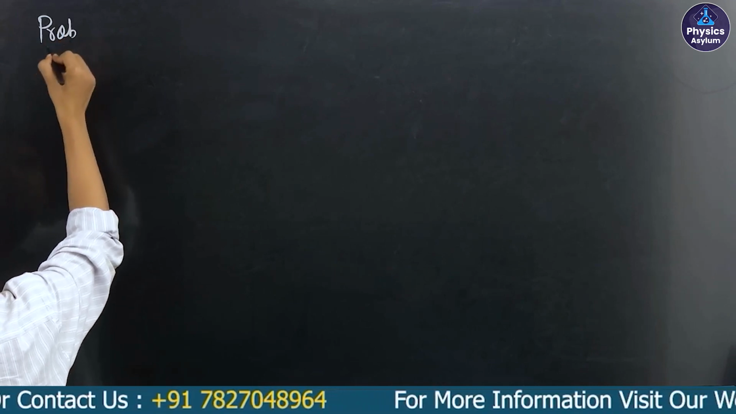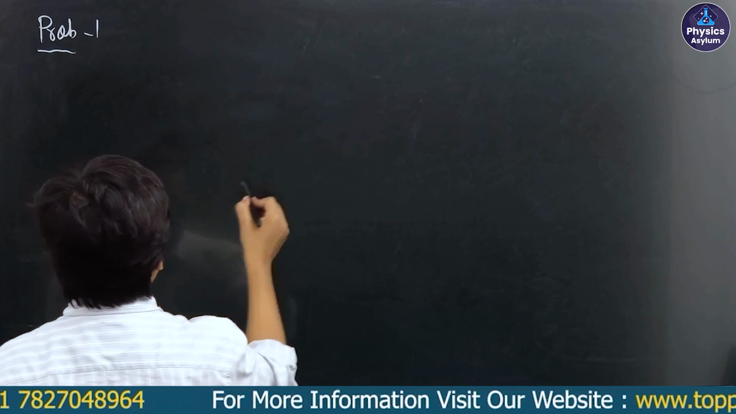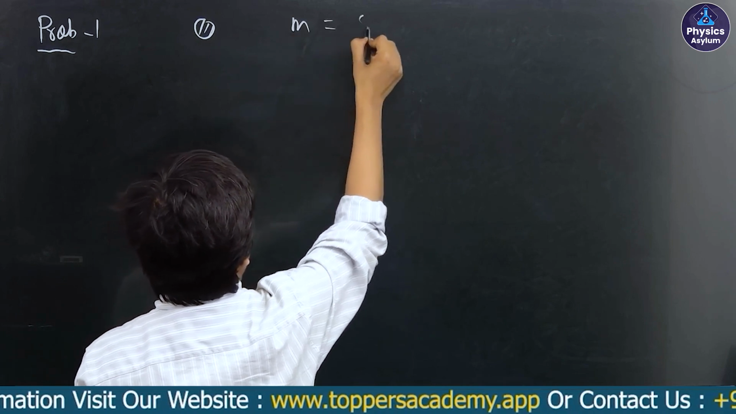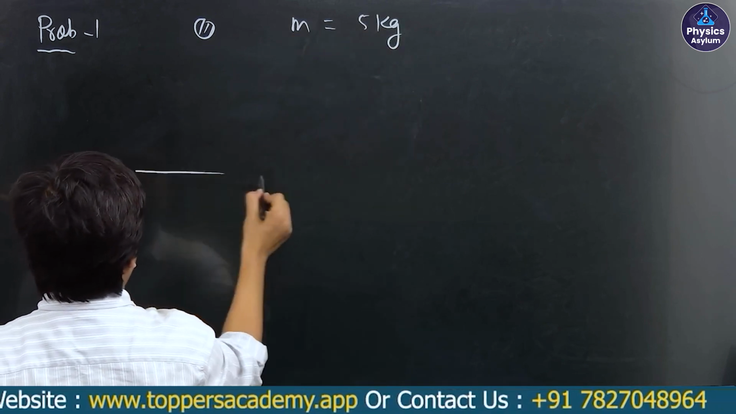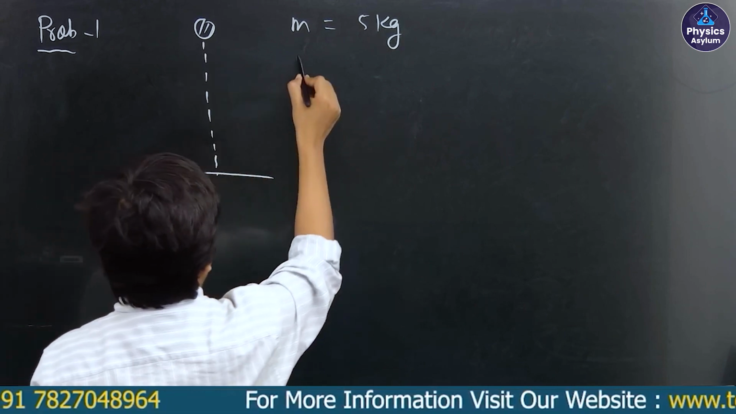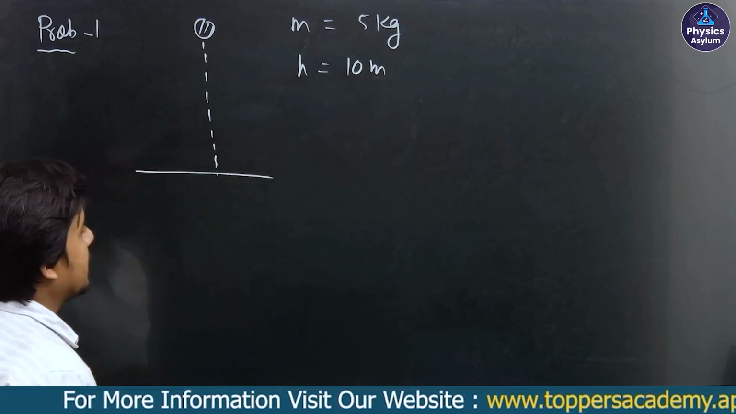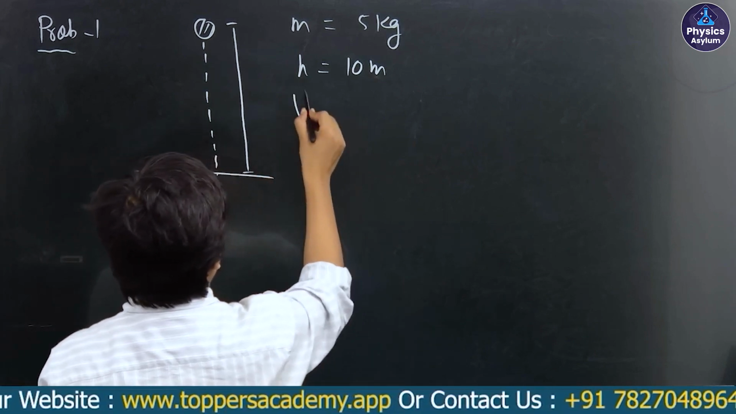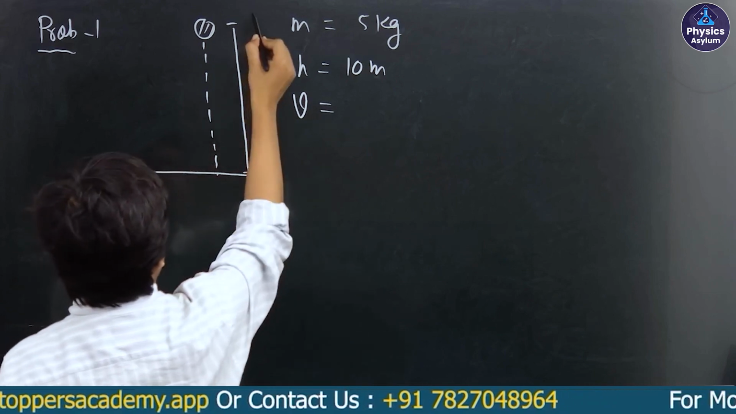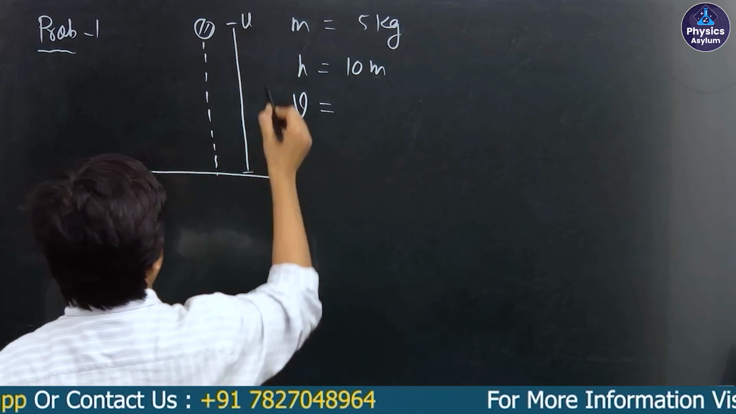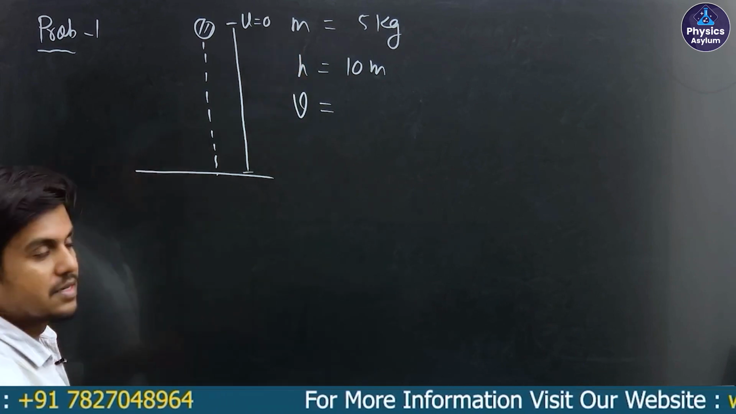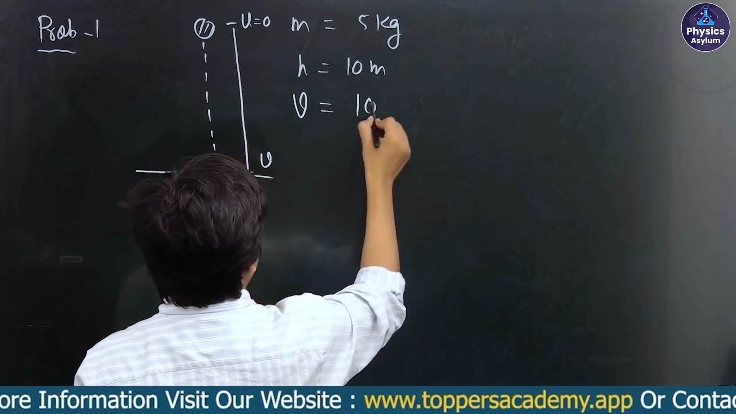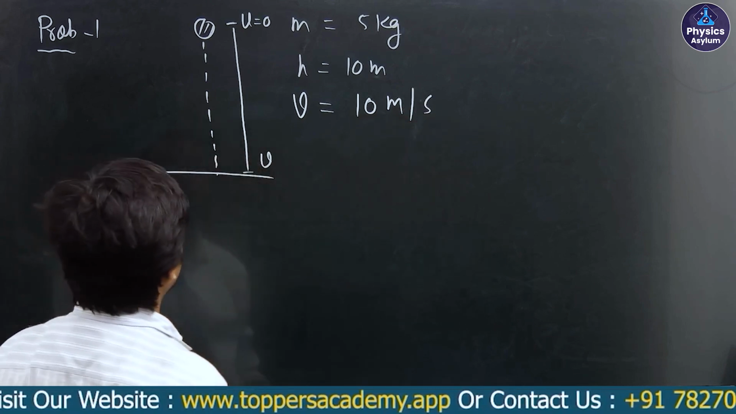While solving problems, let us say there is a problem given to you, and in this problem there is a ball which is having a mass 5 kilogram, and this falls down from a height 10 meter. It touches the ground with a speed. Okay, so this is its initial velocity, that is u. It is falling from rest, so its initial velocity is 0. And let us say when this is touching the ground, that velocity is v, and it is equal to 10 meter per second.